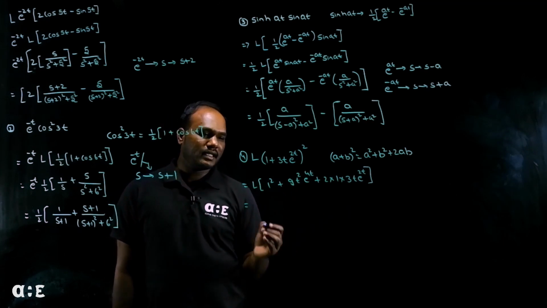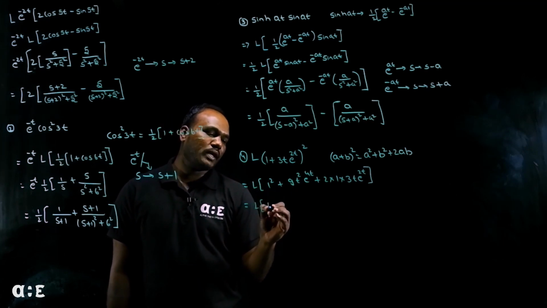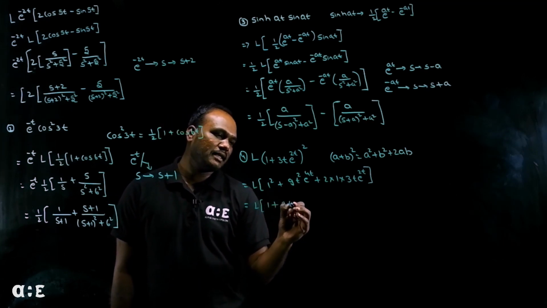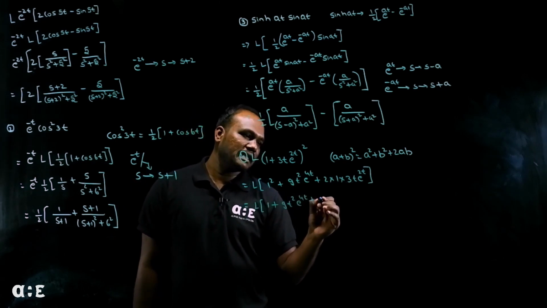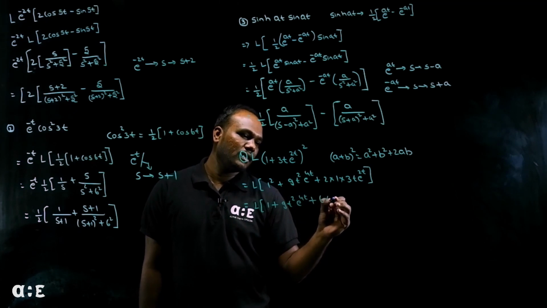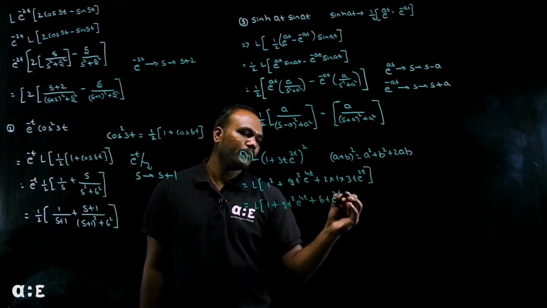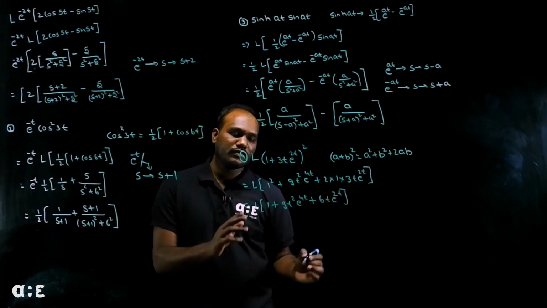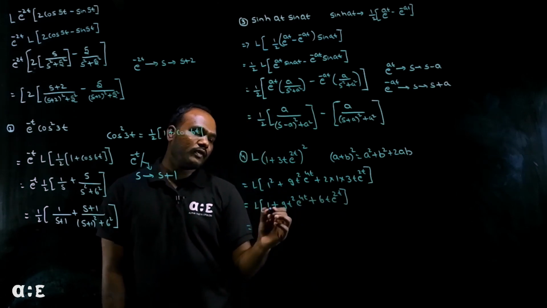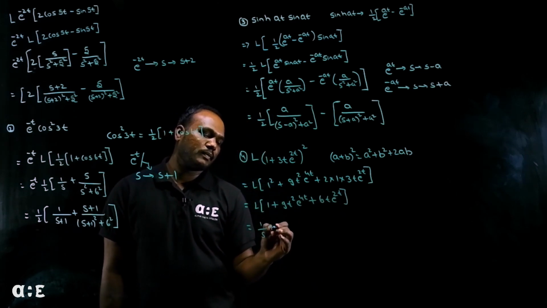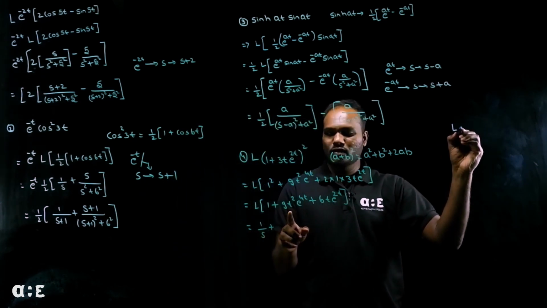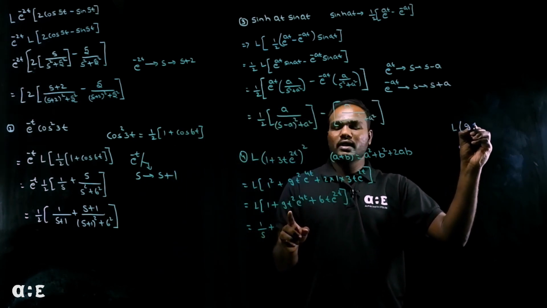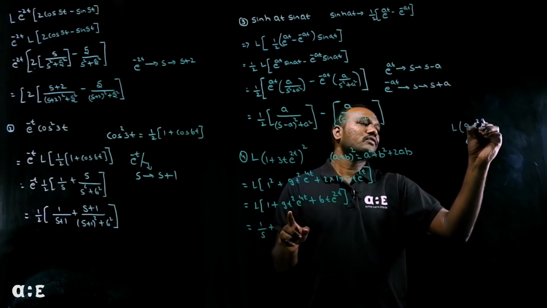So let's finish this. So what we will get? We'll get Laplace of 1 plus 9t square e power 4t plus 3 twos are 6, 6t e power 2t, right? Let's find Laplace of each of the terms. What is Laplace of 1? Laplace of 1 is 1 over s. Plus 9 into, see here, I'll just write down here, Laplace of 9 into t square into e power 4t is there.